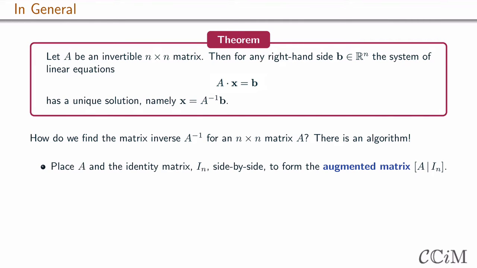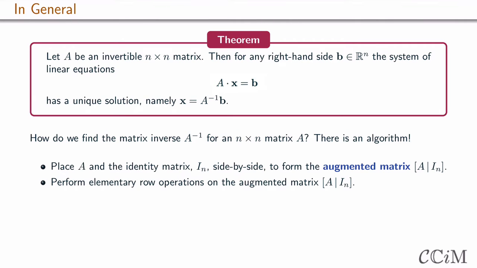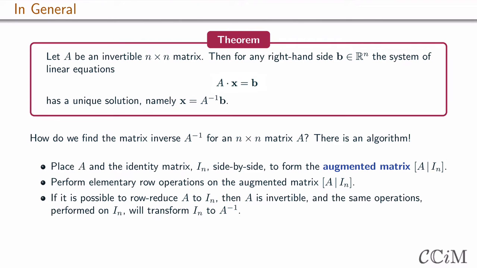You place A and the identity matrix In side by side to form the augmented matrix [A | In]. Just like we did for solving systems of linear equations, we wrote down the matrix A and the right-hand side. This time, we're sort of writing down a much larger right-hand side, namely the whole identity matrix. Then you perform elementary row operations on this augmented matrix with the goal of bringing A into reduced row echelon form. If it is possible to row reduce A to the identity matrix, then A is invertible, and the same operations performed on the identity matrix, which is on the right, will transform this identity matrix to A inverse. If it's not possible to row reduce A to the identity matrix, well then A is actually not invertible.